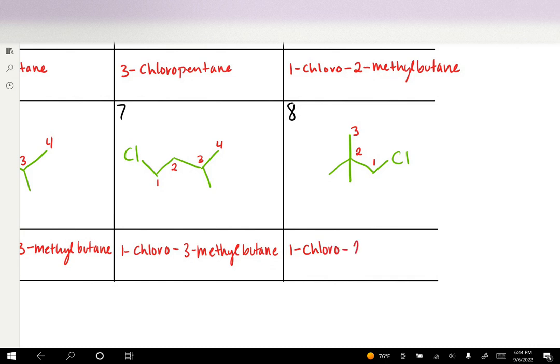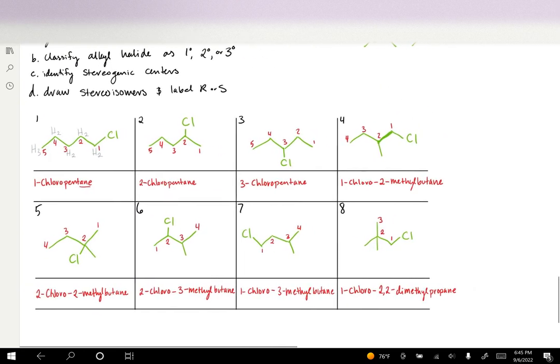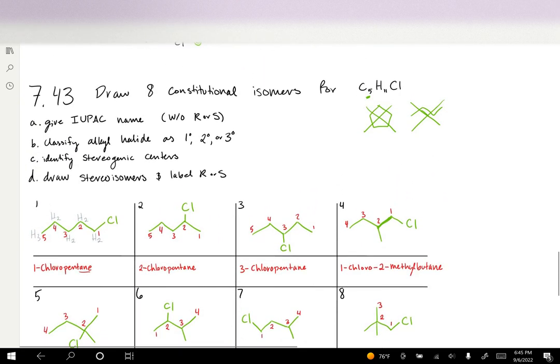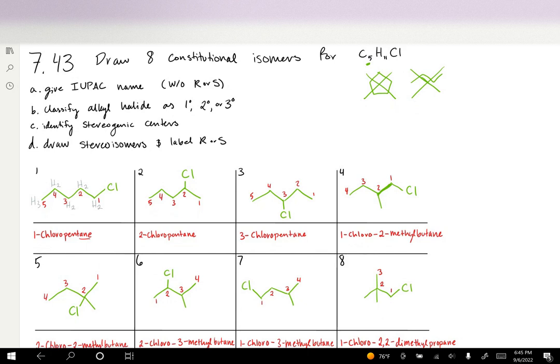So now we have 1-chloro-2,2-dimethylpropane, because we have 2 methyl groups on carbon 2. Prop because we have 3 carbons in that chain. That's the names for all of our isomers here and the structures of them.